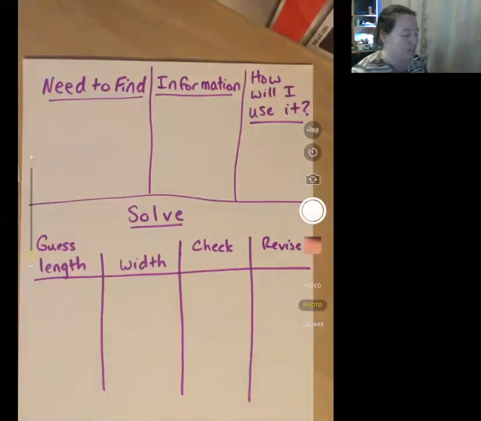Hi guys, so today we're working on lesson 7.10. I am on page 345 and we are on problem solving, finding unknown lengths.